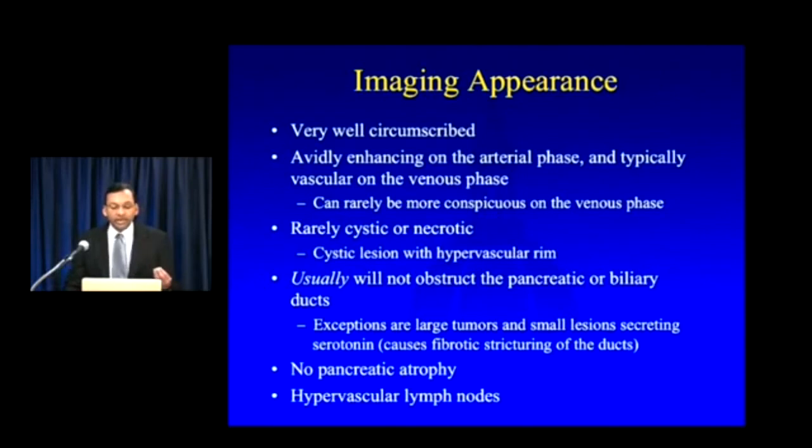Now, unlike a pancreatic cancer or pancreatic adenocarcinoma, neuroendocrine tumors typically will not obstruct either the pancreatic or biliary ducts. Now, that being said, large tumors can cause obstruction, and there is a small category of neuroendocrine tumors that, even though they're quite small, will secrete serotonin and other similar hormones that can cause fibrotic stricturing of the ducts. So even though in most cases you're not going to see biliary or pancreatic ductal obstruction, it can happen. You're almost never going to see upstream pancreatic atrophy, and it is not uncommon for you to see big, bulky local regional nodes, and those nodes are often going to be hypervascular on the arterial phase.